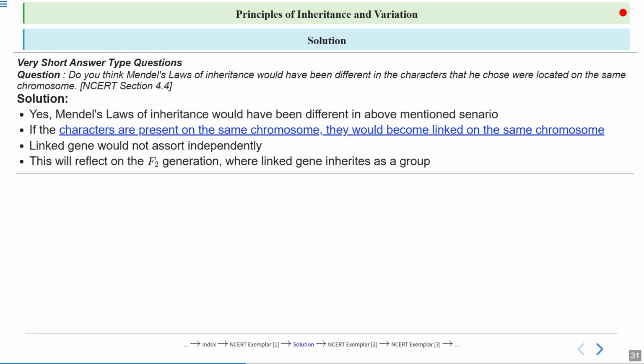Okay. So this was reflected in the F2 generation where linked genes are inherited as a group. So these linked genes are inherited as a group. That's why you get more parental combinations.